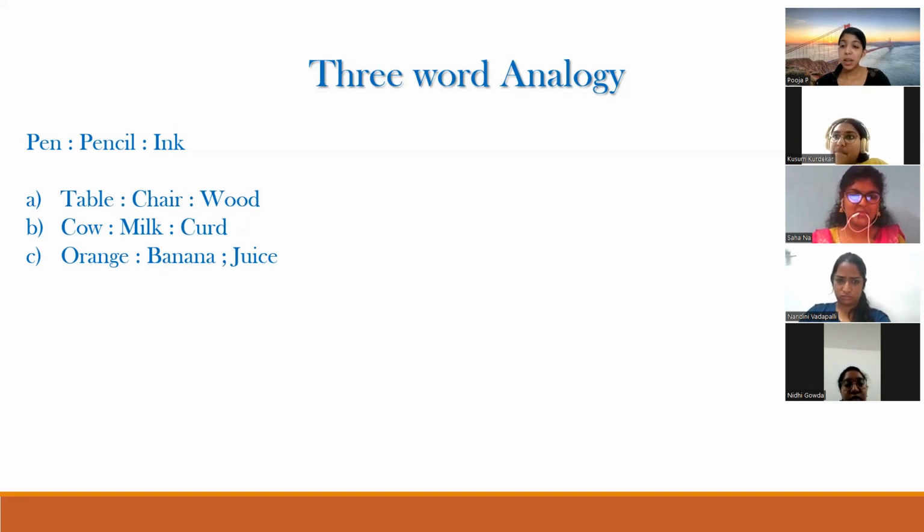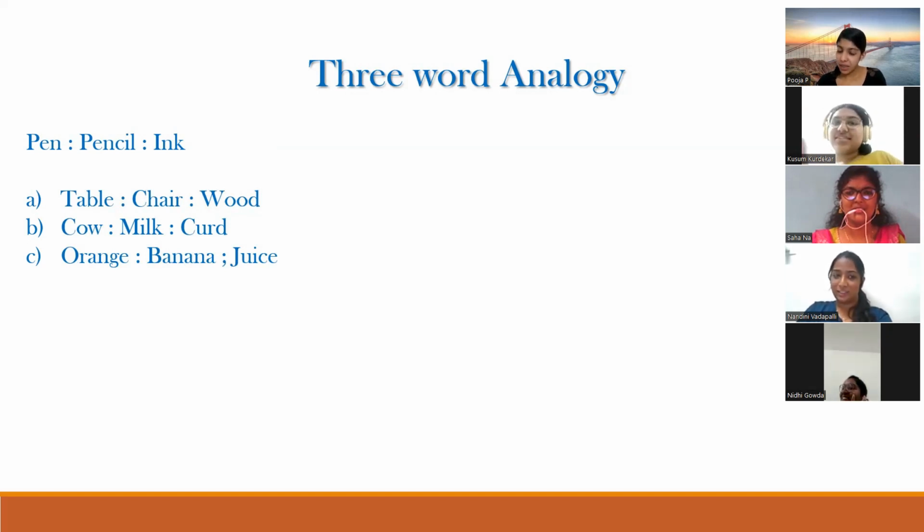Let me come to what three-word analogy actually means. You're given three words and they have something in the background. They are in a way related, but you should find out how exactly they are related. And here, yes, this is a little confusing, but no, B is not the correct answer. Table, chair, wood. No. Is it orange, banana, juice? The only option left after that is orange, banana, and juice.